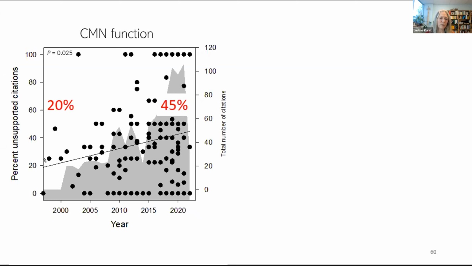Importantly, what we found is that in 1997, the year that one of those influential studies was first cited, about 20% of the papers citing one of those influential studies were making an unsupported statement. Now, 45% of the papers citing those original studies are making unsupported statements.